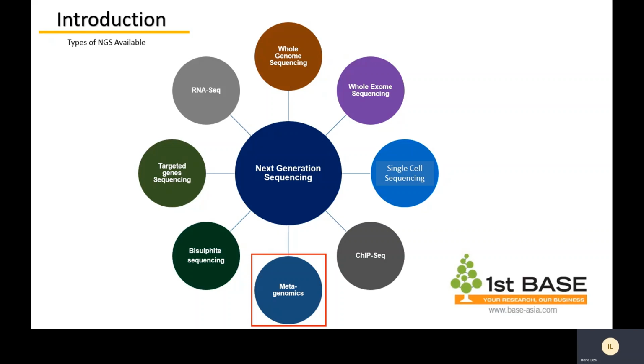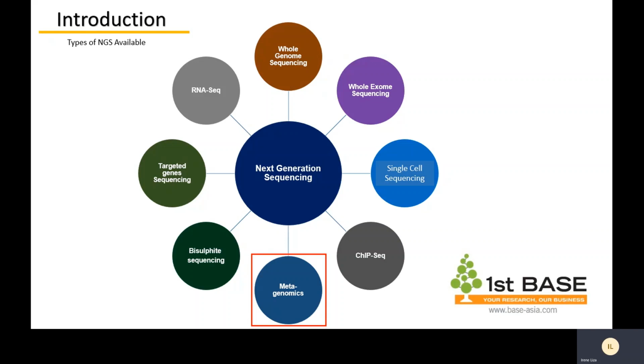Bisulfite sequencing is to determine the pattern of methylation. For this particular study, it's very common to do in humans. Then we have targeted gene sequencing, which is very specific to a targeted area of microbes. For example, if you want to do ITS or 16S, it's a very targeted site. And for RNA-seq, you can sequence the total RNA of an organism at a given moment. So these are the types of NGS that are available.